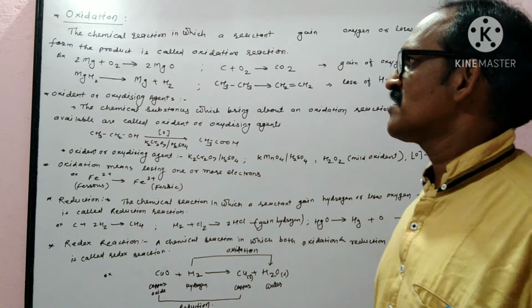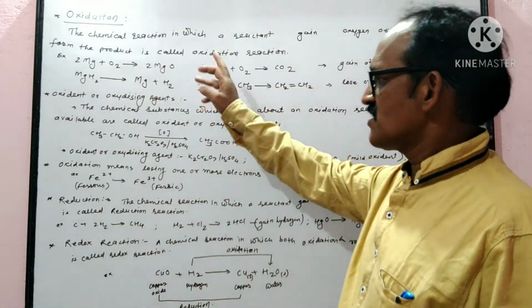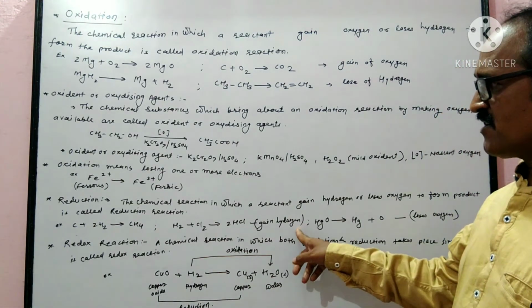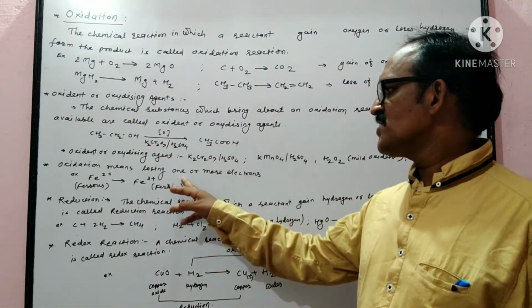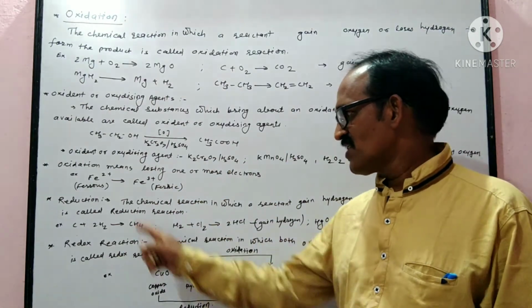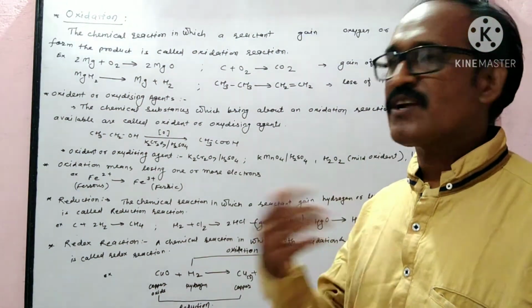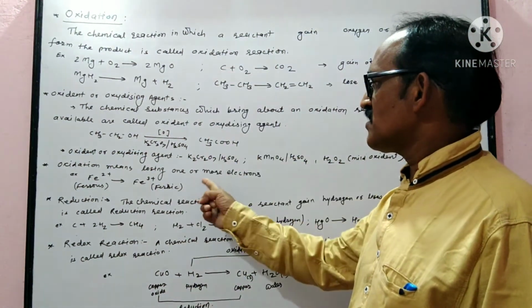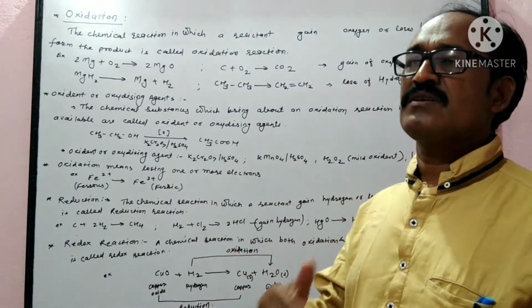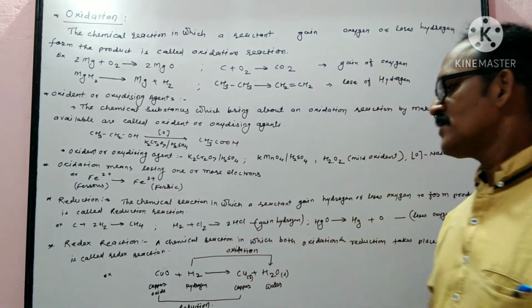When you have to write the difference between these two, you can write the definitions and examples. Reduction means gaining one or more electrons. In oxidation, electrons are lost, but in reduction the electrons are gained. That is reduction.